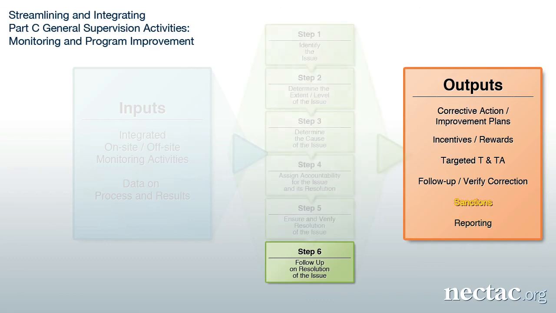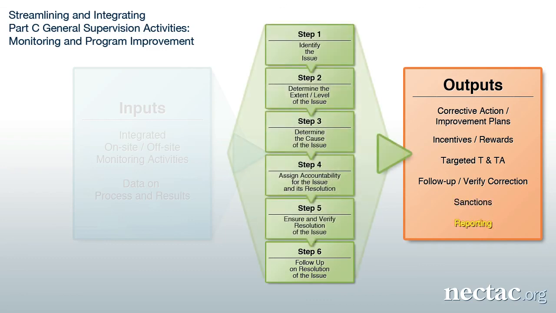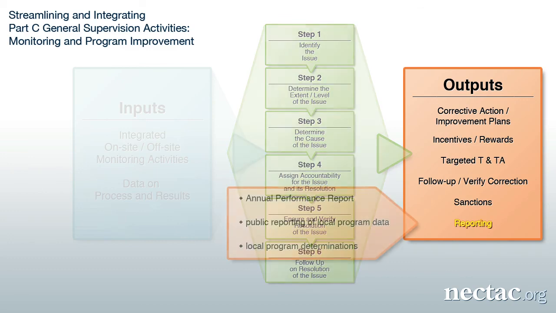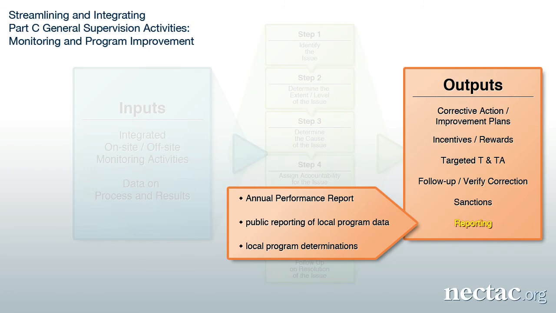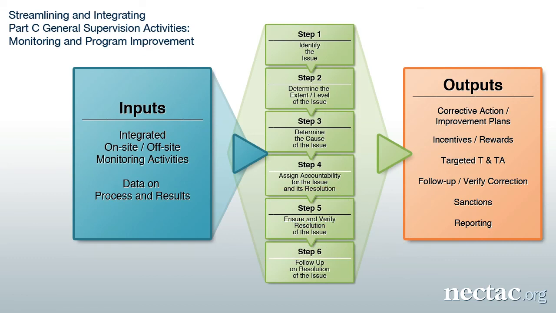Finally, as a result of all 6 steps of the framework, states reporting on the status of local program performance is a critical output. Reporting is completed through the annual performance report, publicly reporting of local program data, and making local program determinations.